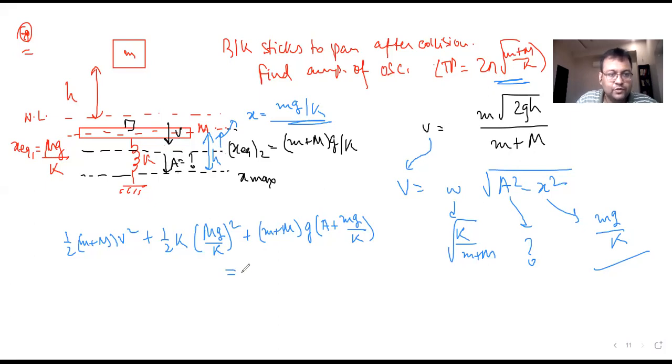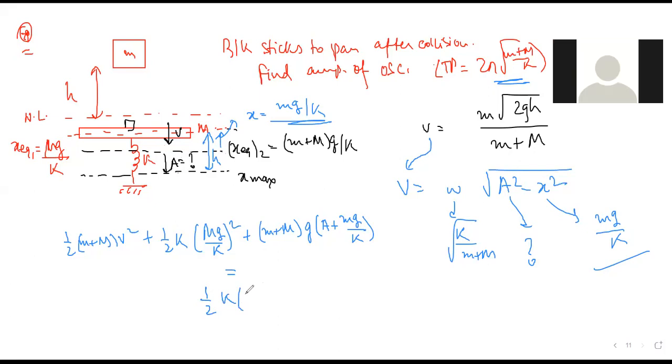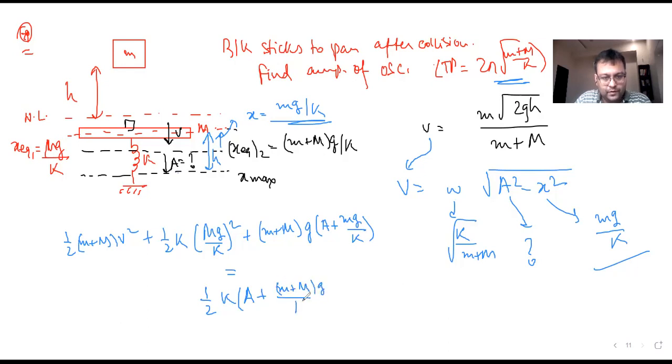जो फाइनली हो जाएगा. फाइनली क्या एक्सप्रेशन लिखेंगे बताओ? Half k into what? (m plus M) into g. Half k into a plus the equilibrium compression, (m plus M)g by k, का होल स्क्वायर. ये एक्सप्रेशन होगा और यहाँ से ये आएगा, which is a lot of work.